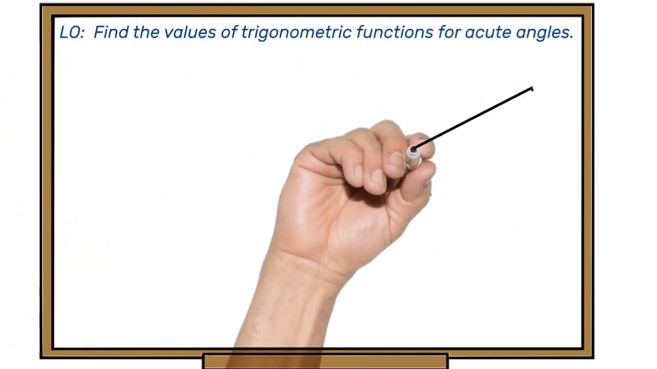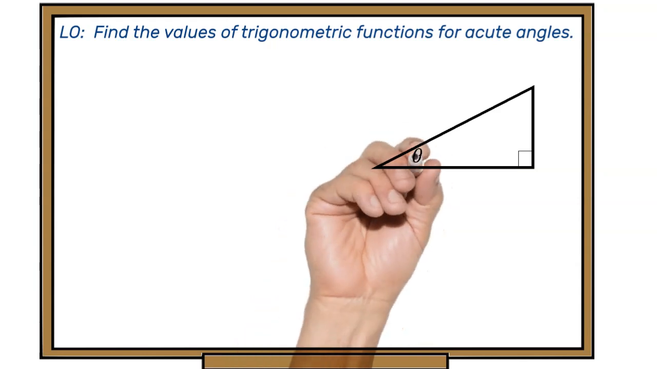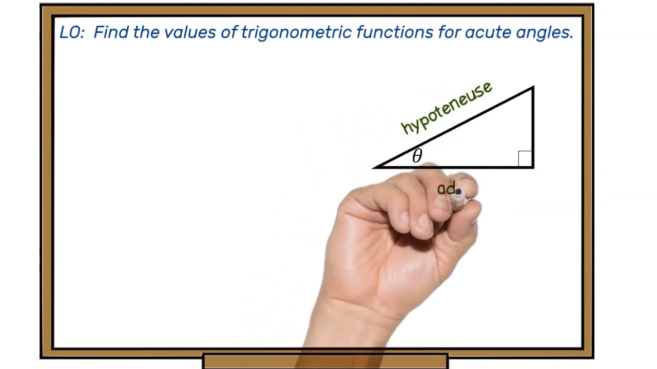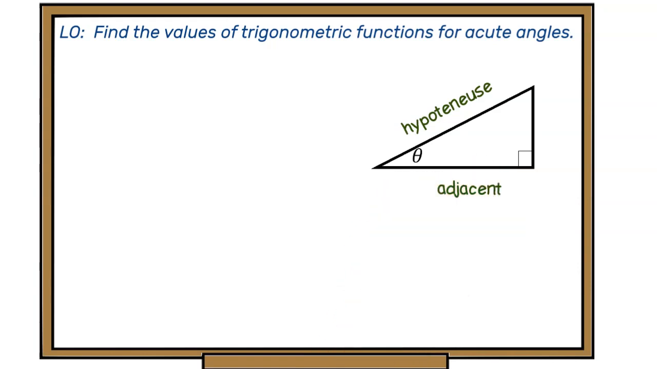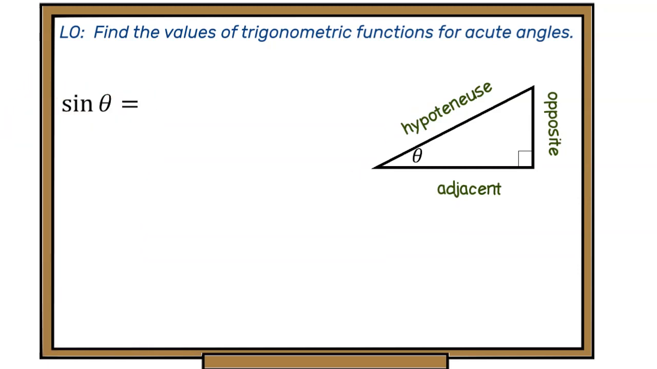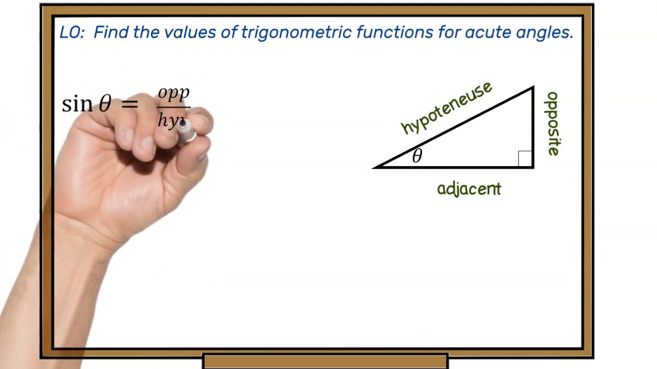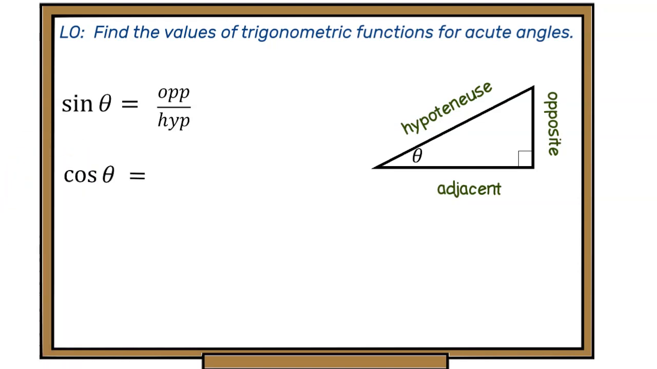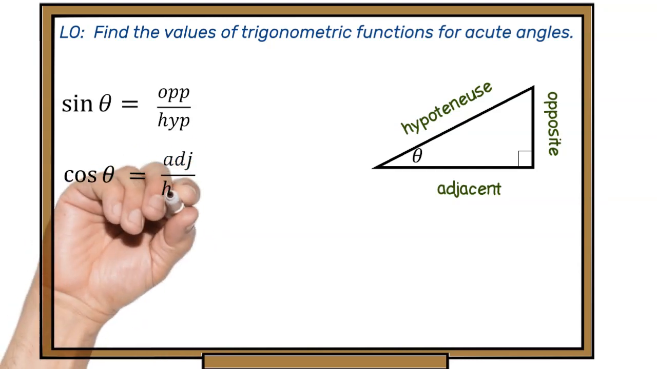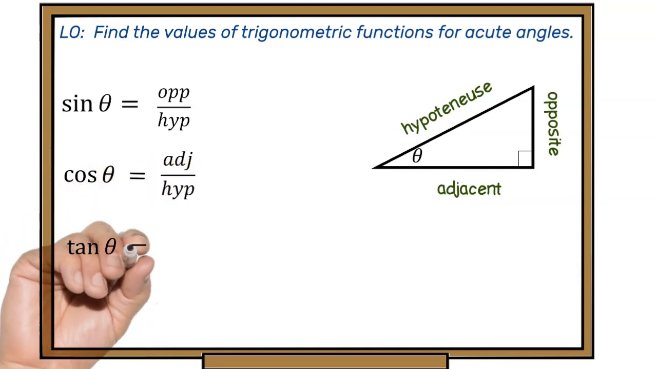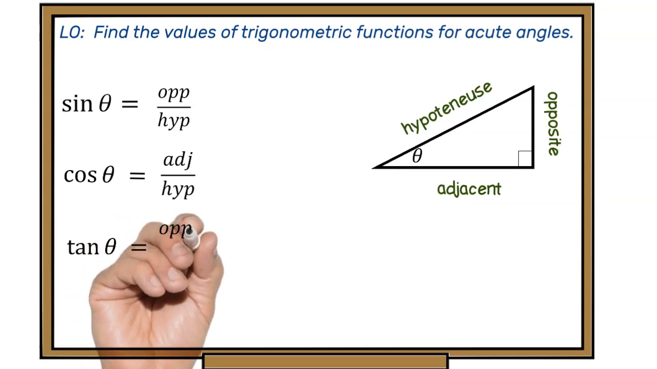So, finding the values of the trigonometric functions for acute angles. We're going to draw a triangle and label the hypotenuse, the adjacent, and the opposite. So we have sine theta is opposite divided by hypotenuse. The cosine of theta is adjacent divided by hypotenuse. And tangent theta is opposite divided by adjacent.